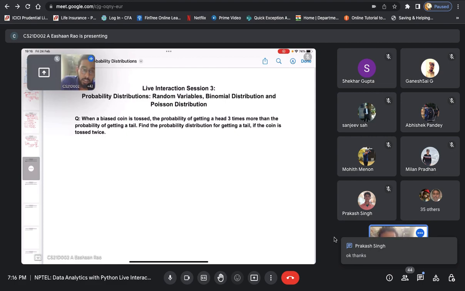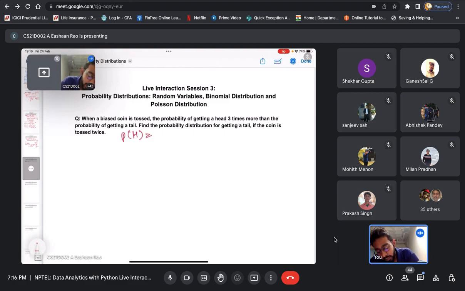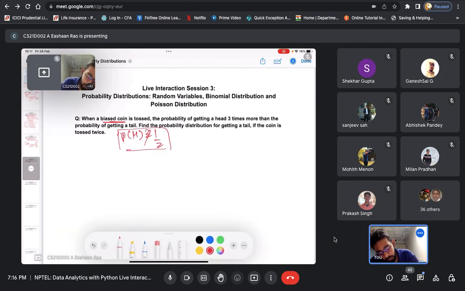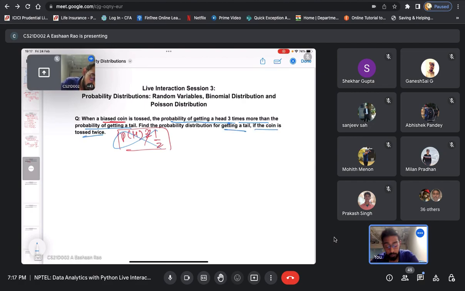So the next question is, if a biased coin is tossed. Okay, so it's not unbiased. That means we cannot say that the probability of getting a head is 1/2. It's not, because it is a biased coin. So we cannot say that this statement holds true. So what does it say? Let's say the probability of getting a head is 3 times more than the probability of getting a tail. Find the probability distribution of getting a tail if the coin is tossed twice.